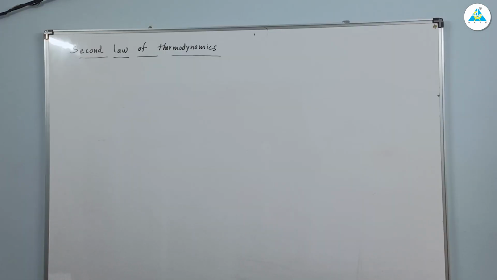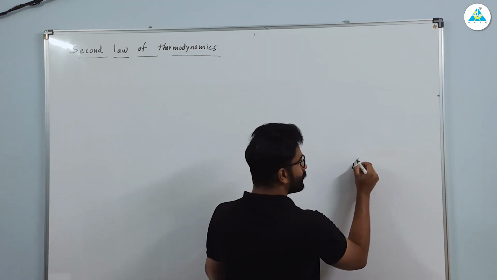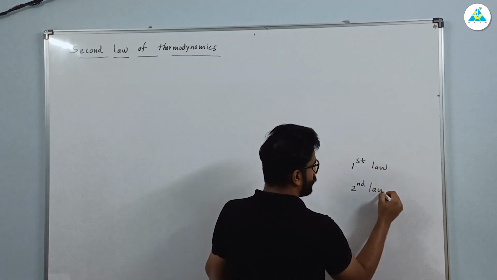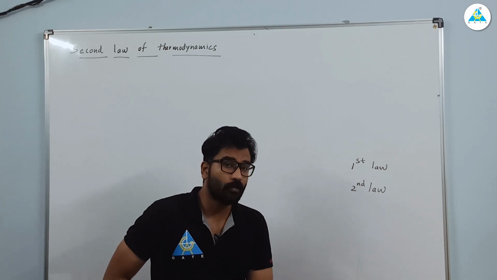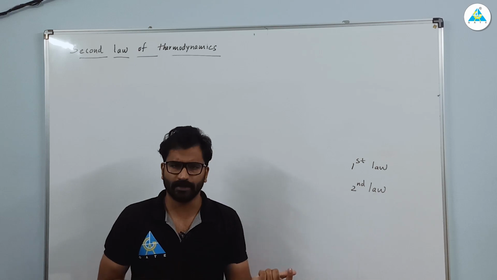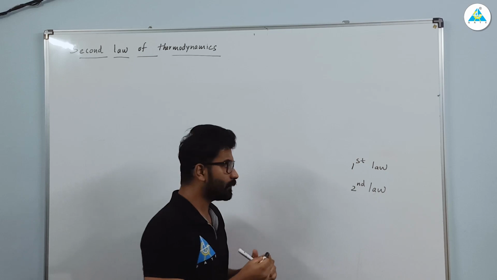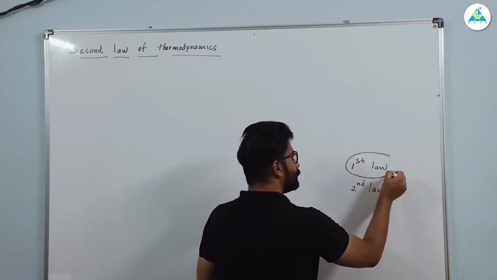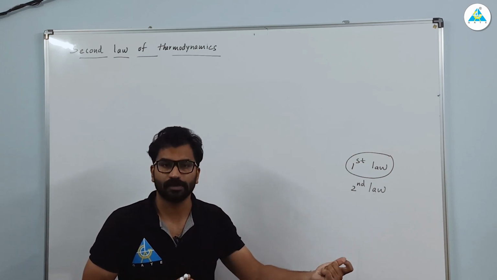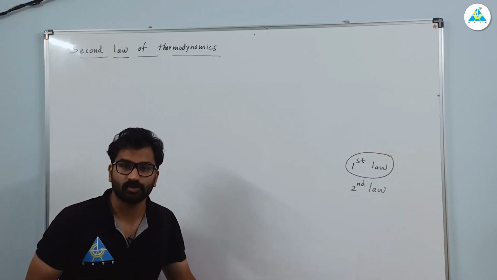So what I was saying is a process cannot take place unless it satisfies both your first law and your second law. And the problem is every process happens only in a particular direction. It may not happen in the reverse direction. The problem with the first law is it is not giving any restriction to a particular process. It is not against any particular process.